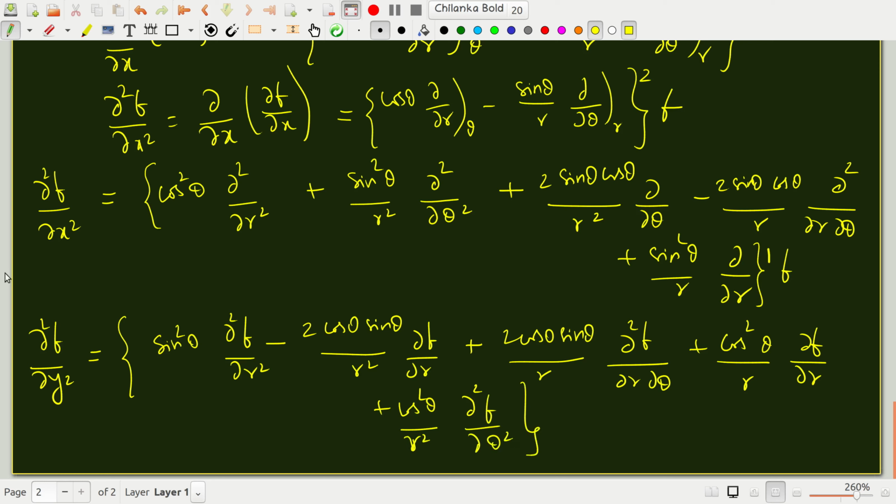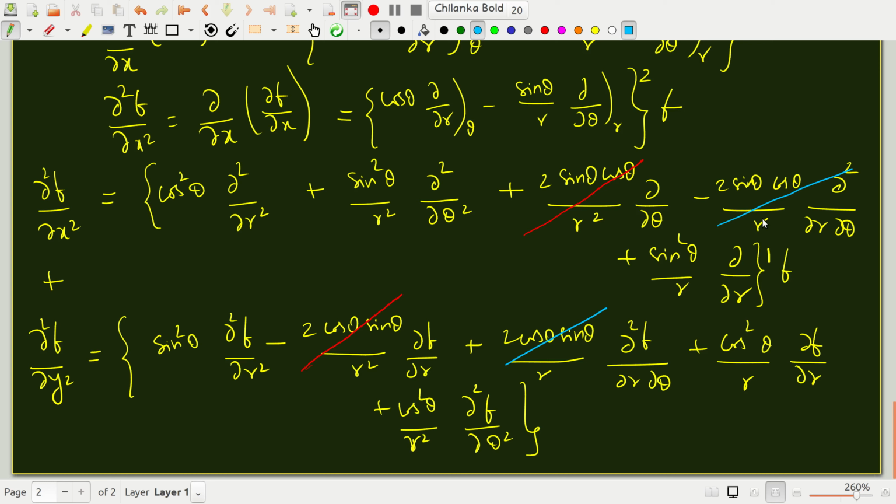Now you have to add these two expressions. If you add these two, you can readily see that this is plus 2 sin theta cos theta by r squared, this is minus, so this is going to cancel with this. Similarly, you have minus 2 sin theta cos theta by r d squared by d, so this is the same term with a plus, this is going to cancel with this, right? And is there anything else? I think that's all there is that cancels.